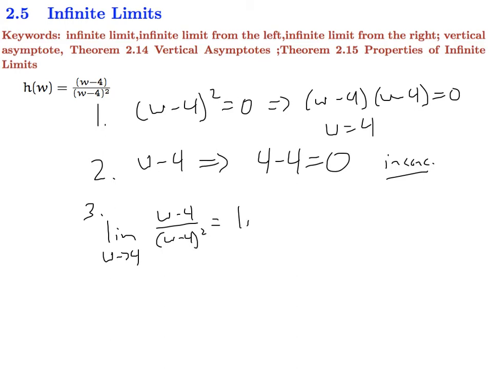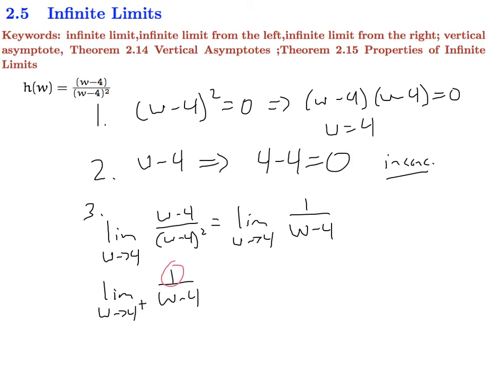And this function's already nice and factored for us. So we see what happens. Well, the limit is going to be 1 over w minus 4. This limit actually is not going to exist, and we want to think about why. Let's compute the limit from one side. The limit as w approaches 4 from the right of 1 over w minus 4. What's going to happen here?